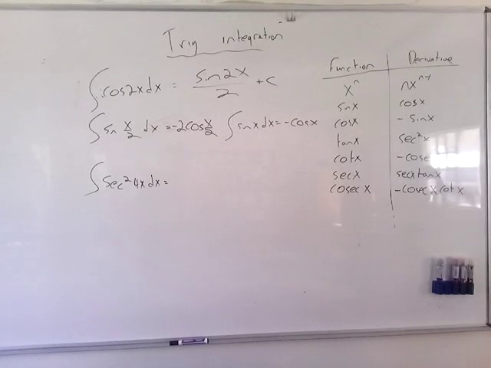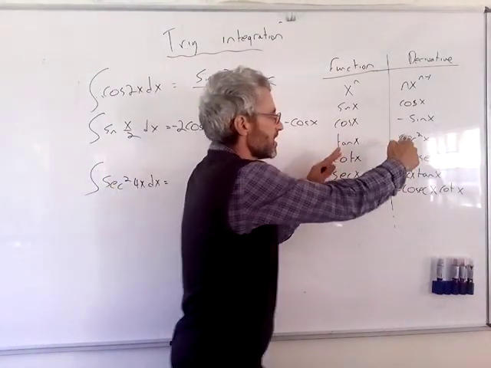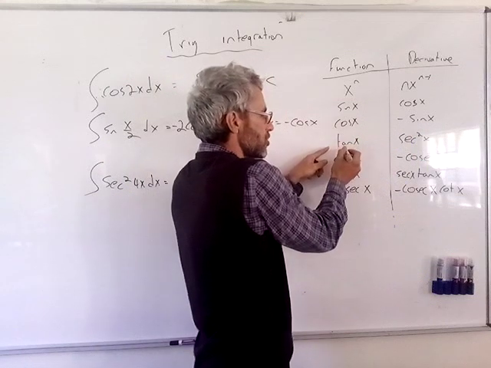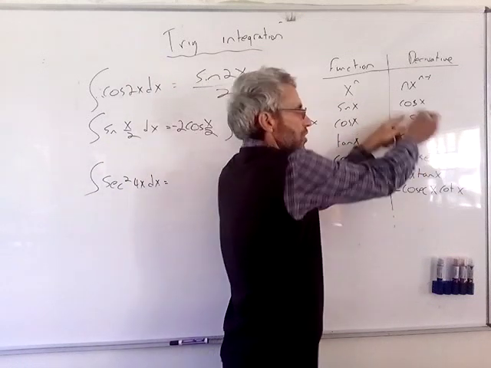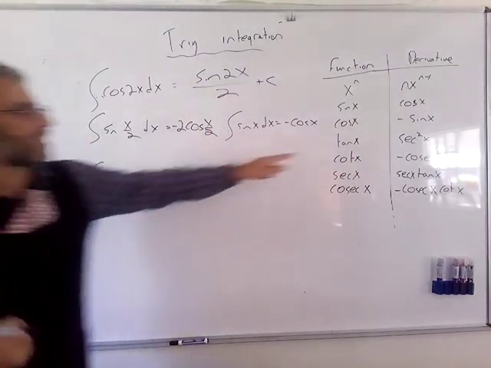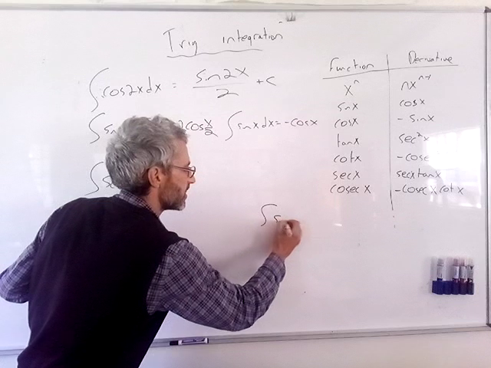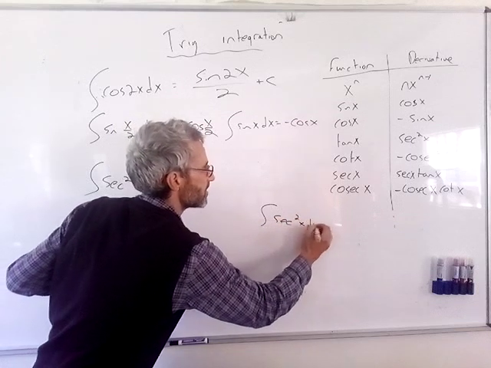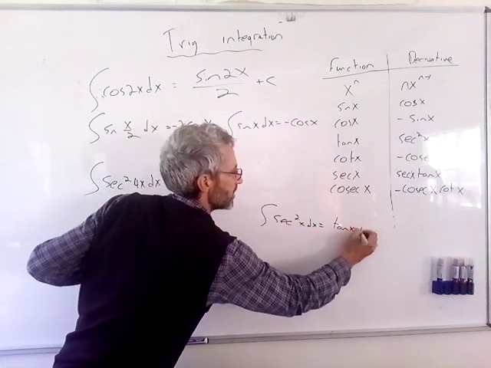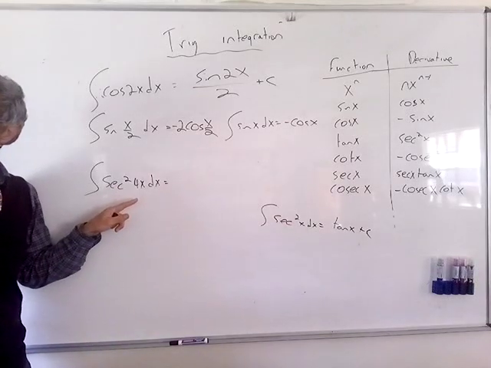Okay, so next one, I'll just choose one of these nasty ones. Remember, this table tells you if you differentiate that, you get that. But it also tells you if you integrate that, you get that. So let's integrate not sec squared x, because if I just integrate sec squared x dx, that's simply going to be tan x plus c. Let's integrate sec squared 4x.